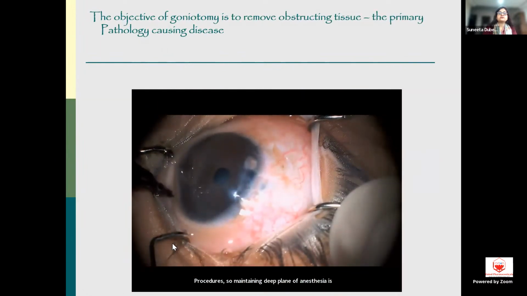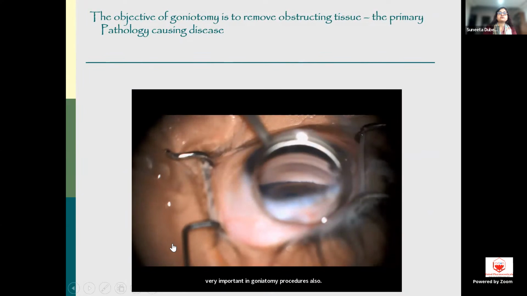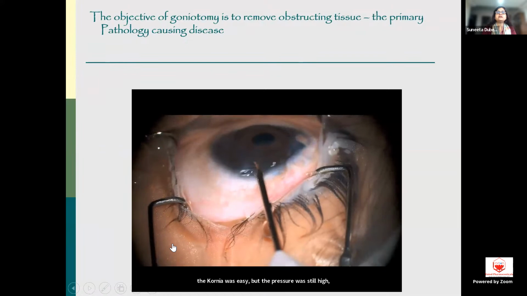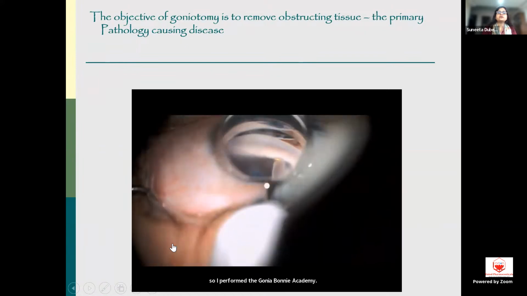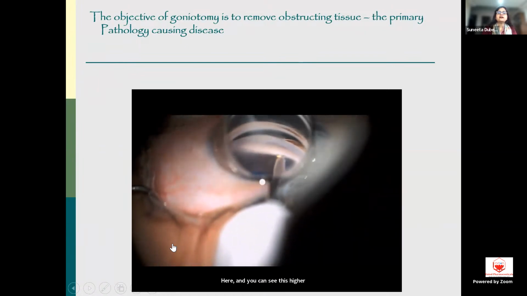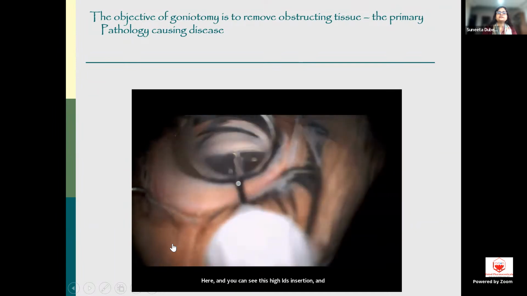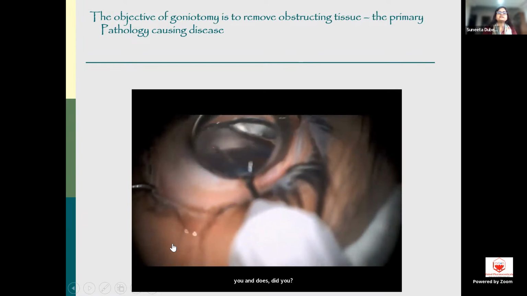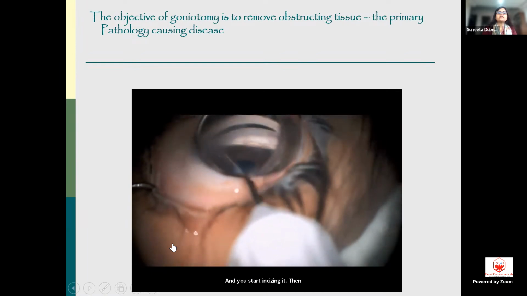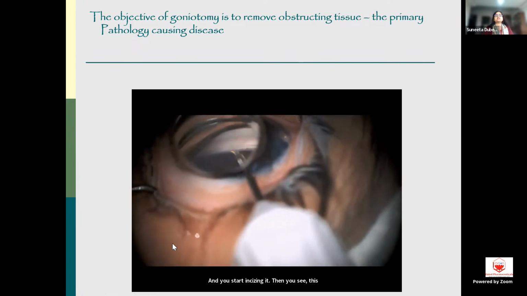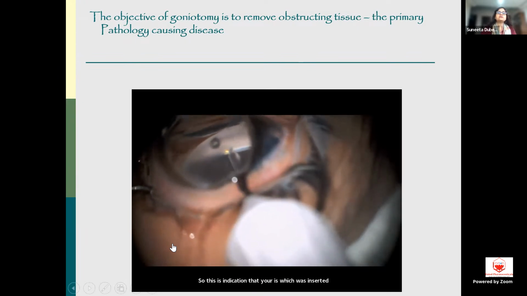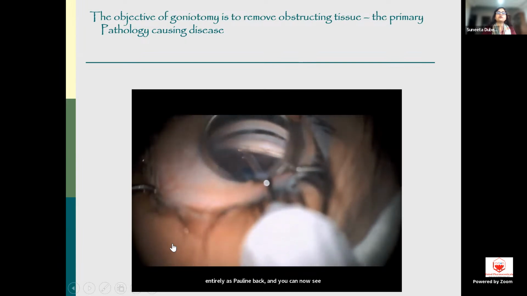This was a child who had undergone a first trabeculotomy, but the cornea was hazy and the pressure was still high, so I performed the goniotomy here. You can see there's a high iris insertion. Once you enter the trabecular meshwork and start incising it, you see the iris falling down and you see this white line. This is the indication that your iris, which was inserted anteriorly, has fallen back, and you can now see the trabecular meshwork and the inner wall of Schlemm's canal.